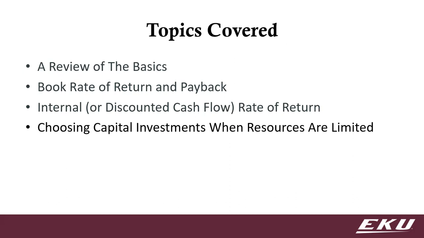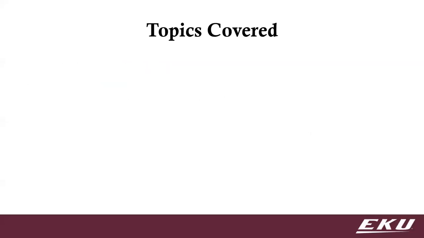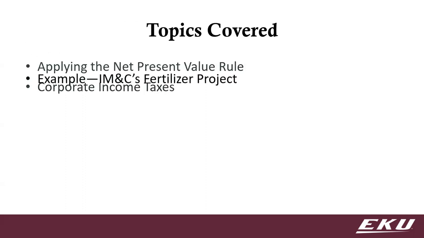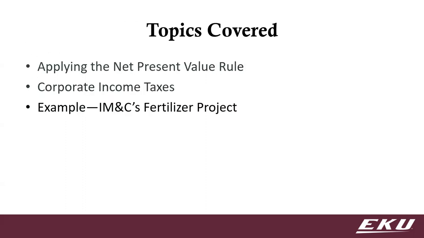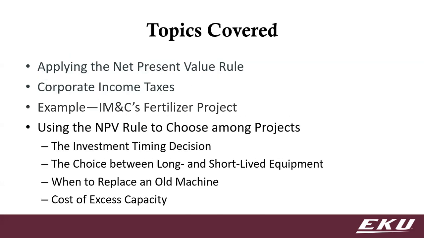You can only choose one or the other, right? How do you pick which one? Then we're going to start talking about net present value, corporate income taxes. We're going to have an example that we work through, and then we're going to use NPV, the net present value rule, to choose among projects, right? And so we're going to look at a few different examples, but it's all going to be using that NPV rule.